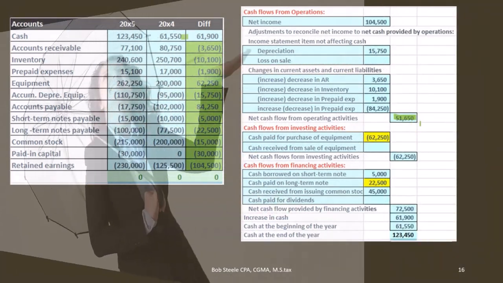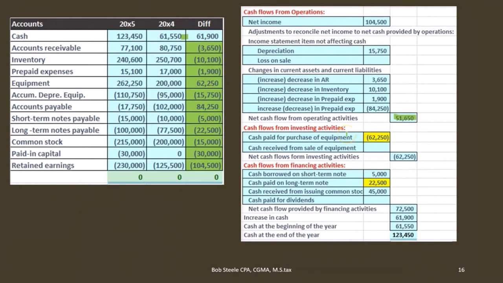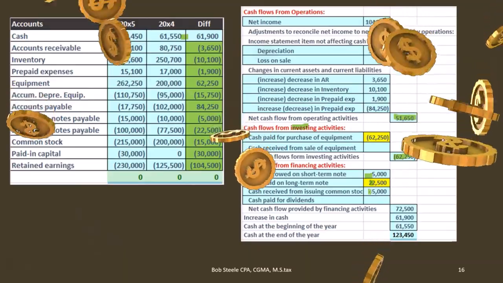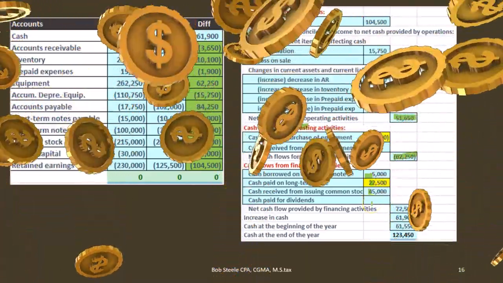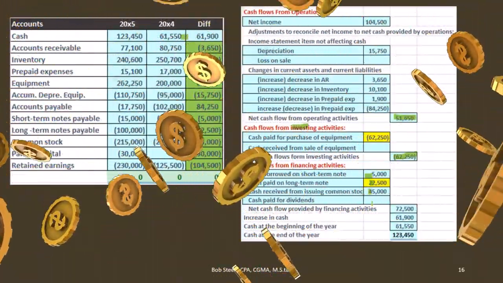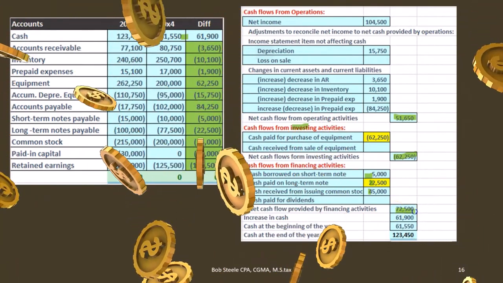If it was a negative, we would have cash used from operation. Cash flows from the investing activities, all we have is this 62,250. It's a negative, so it's a decrease. So net cash flows from investing activities is a decrease of 62,250. Financing activities, we've got the 5 plus the 22.5 plus the 45. So we borrowed money in this case, it looks like, and we issued stock. So it's all increases. We're going to add those up, 72.5.